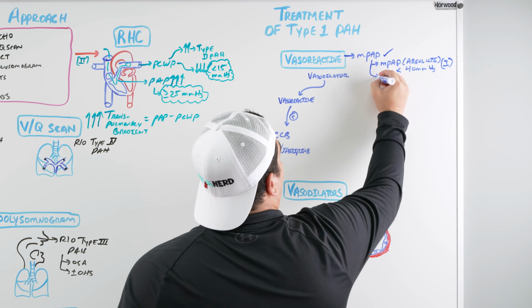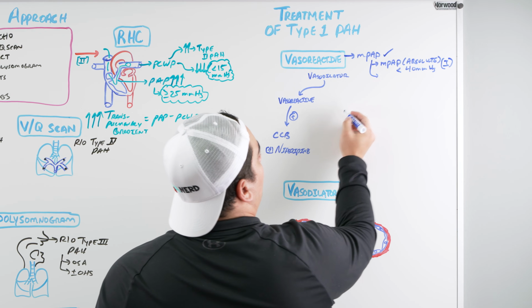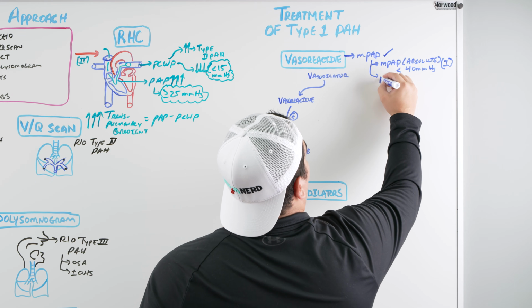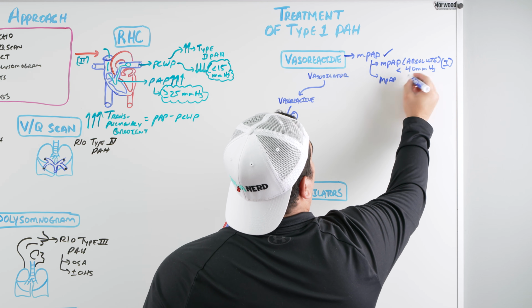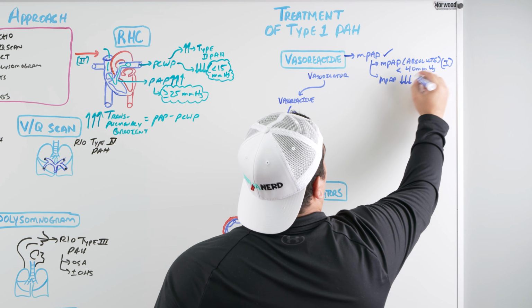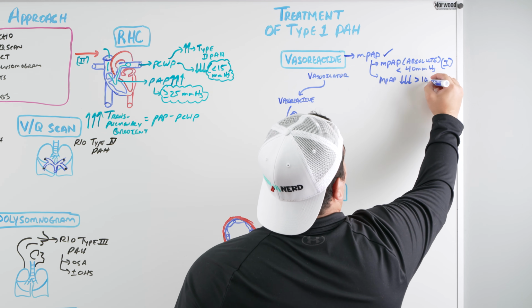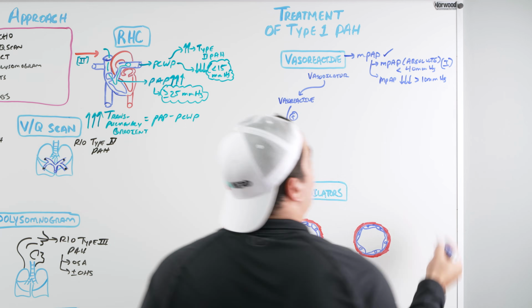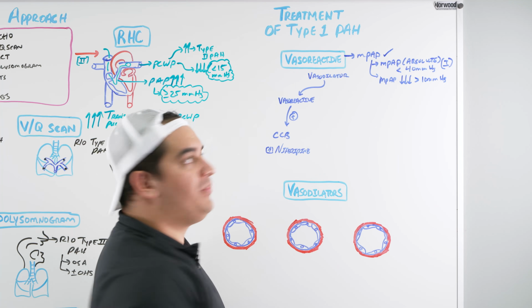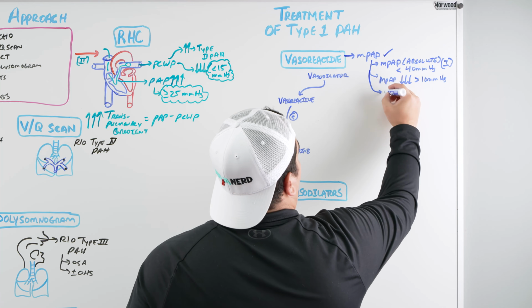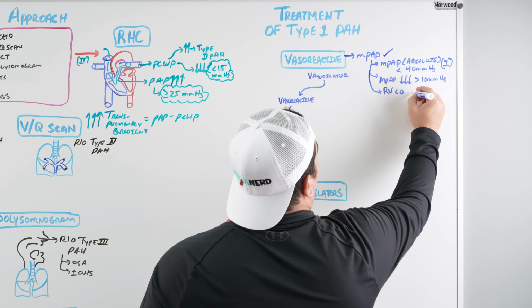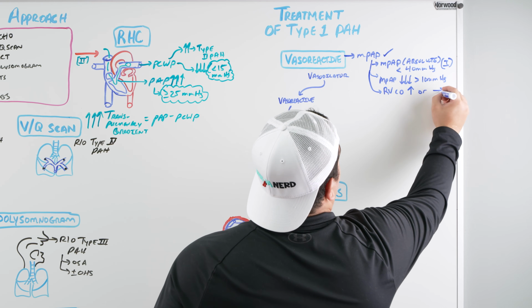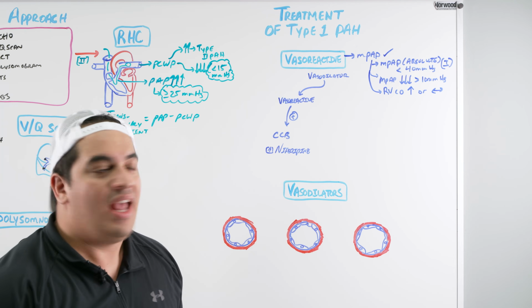The second thing is after we give them the vasodilator, we expect their mean pulmonary artery pressure to decrease more than 10 millimeters of mercury. And we also expect the right ventricular cardiac output to increase or stay the same.